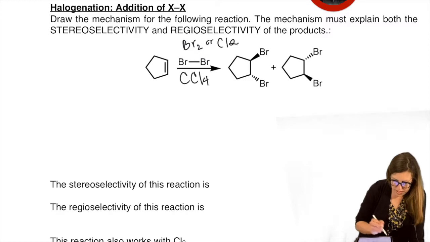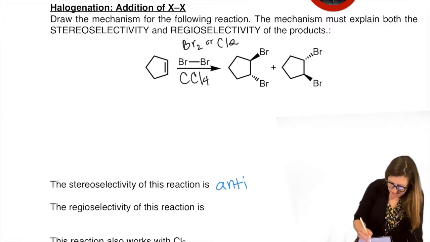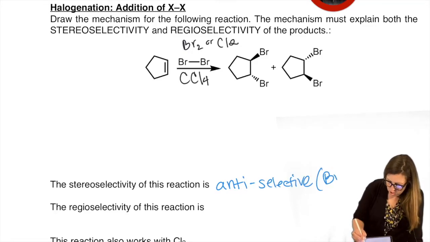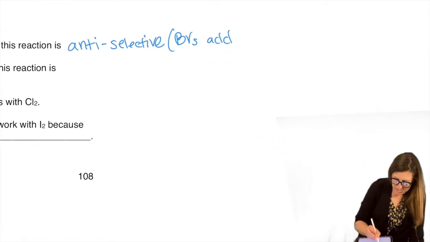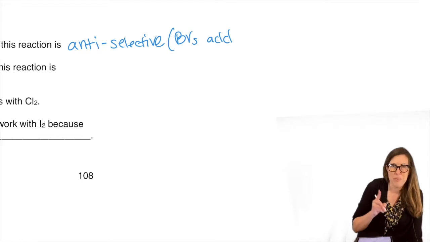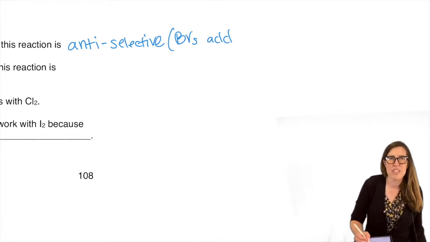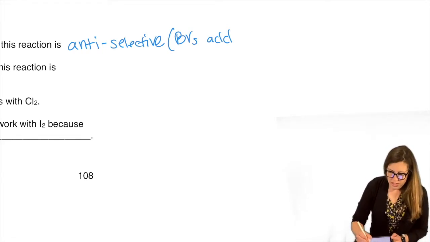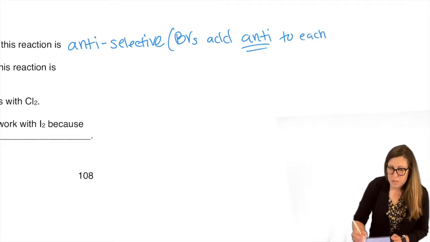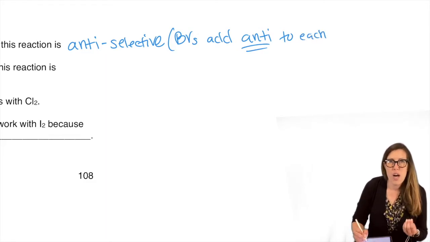So let's write that down. The stereoselectivity of this reaction is anti-selective. The Brs add, so in other words, the Brs add anti to each other. Don't worry, that space above is for the mechanism. But I wanted to make that observation because the product was given to us. The mechanism will show us how. So there must be something that's happening in the mechanism to explain why we end up with that anti configuration.